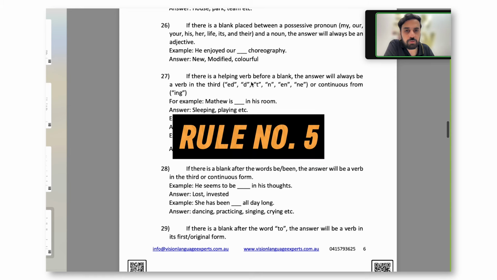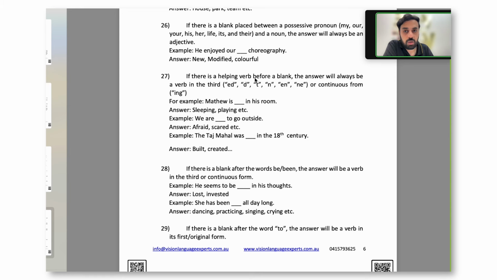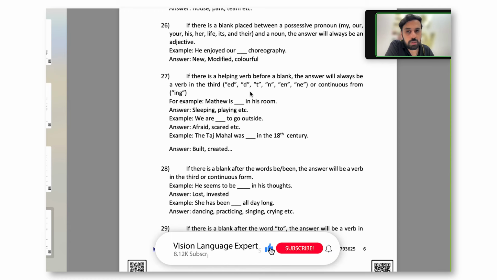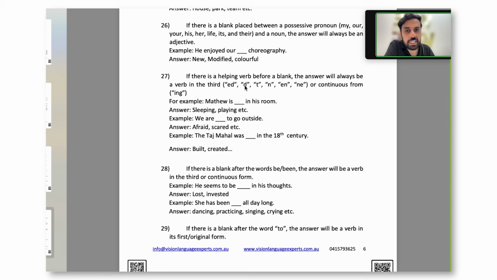If there is a helping verb before a blank, okay, what are helping verbs? Is, am, are, was, and so on. If there is a helping verb before a blank, the answer will always be a verb in the third form. Okay, so the answer is always going to be a third form or a continuous form, which is ing. Now, what are third forms? The words with ed, ending with d, ending with t, ending with n, ending with en, ending with ne. Okay, so make sure that you remember this.